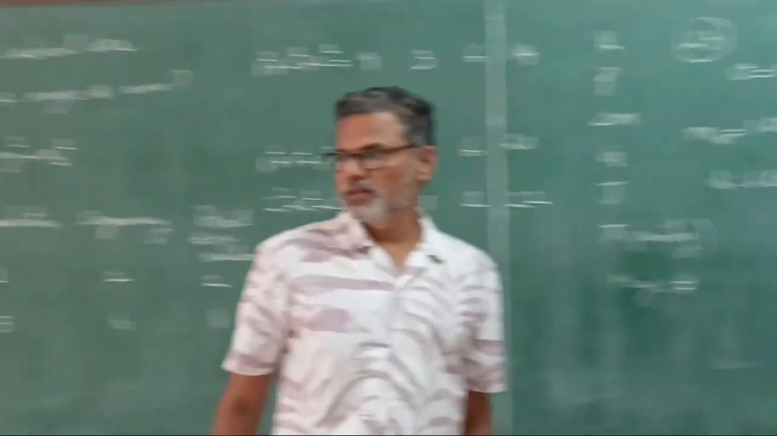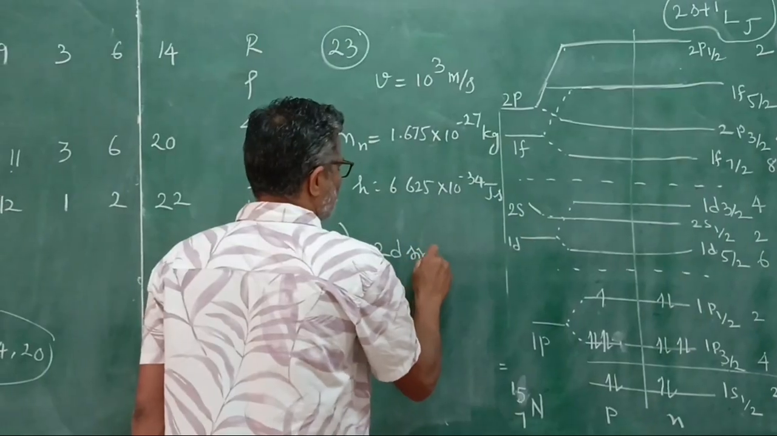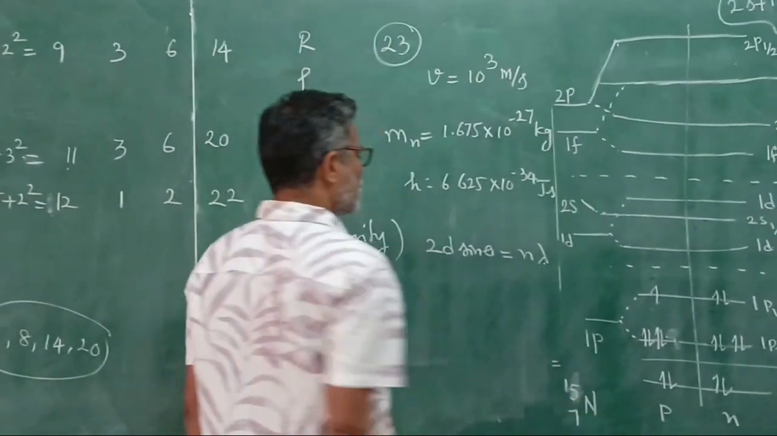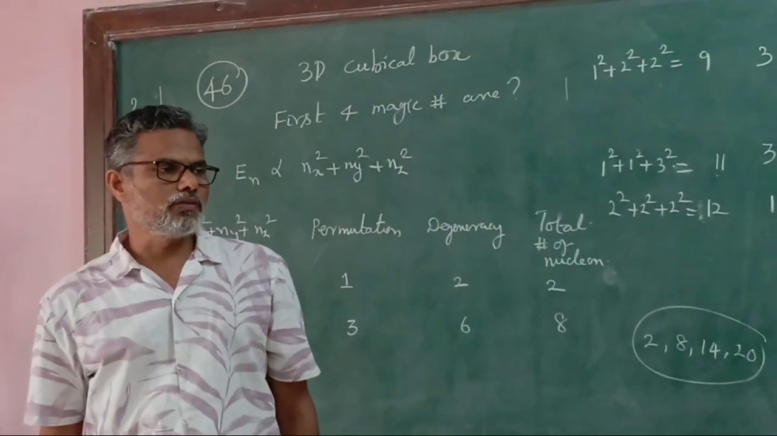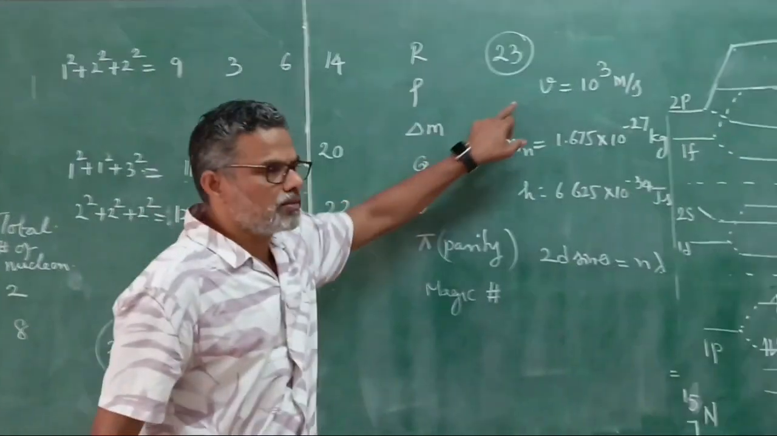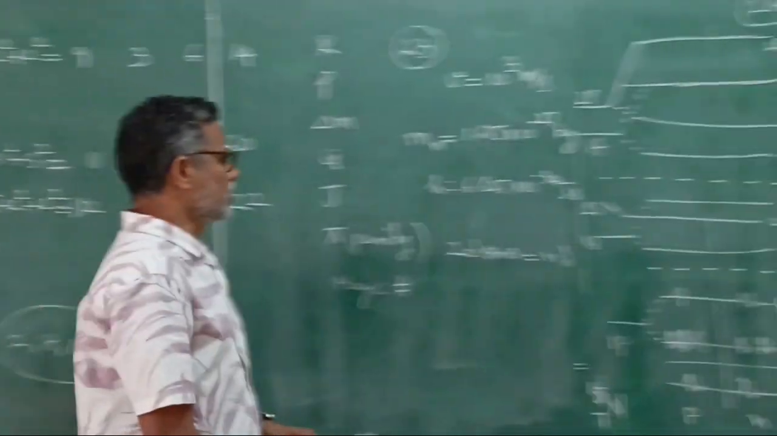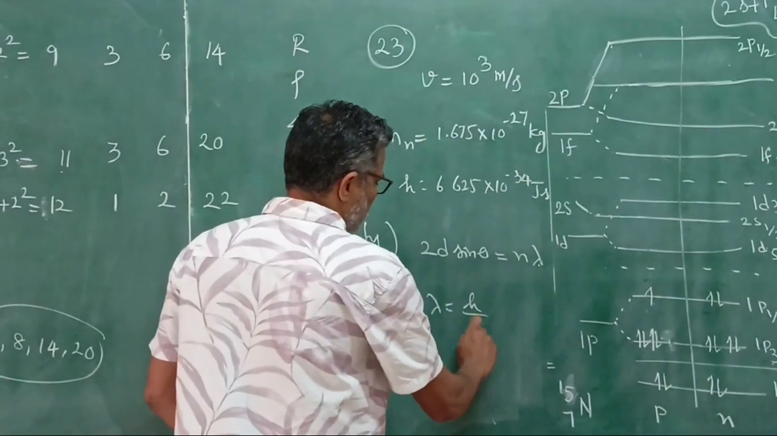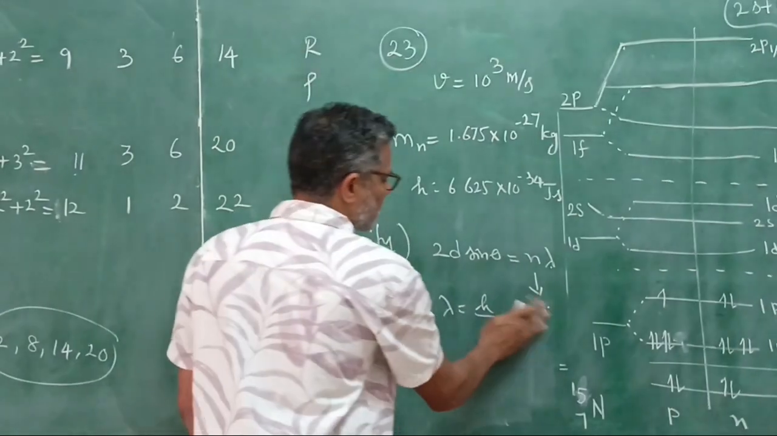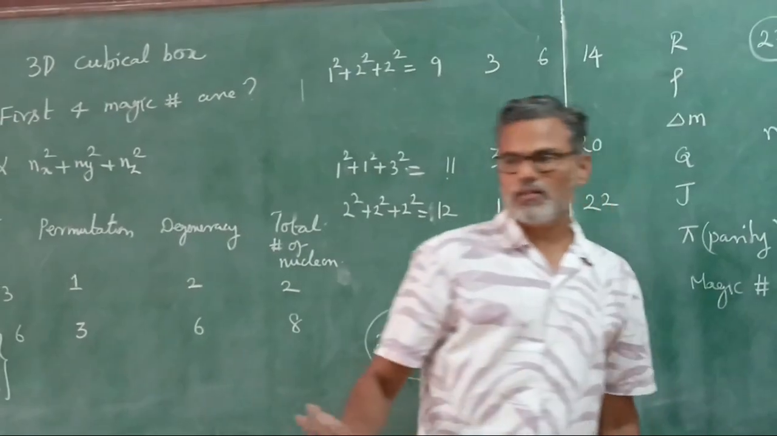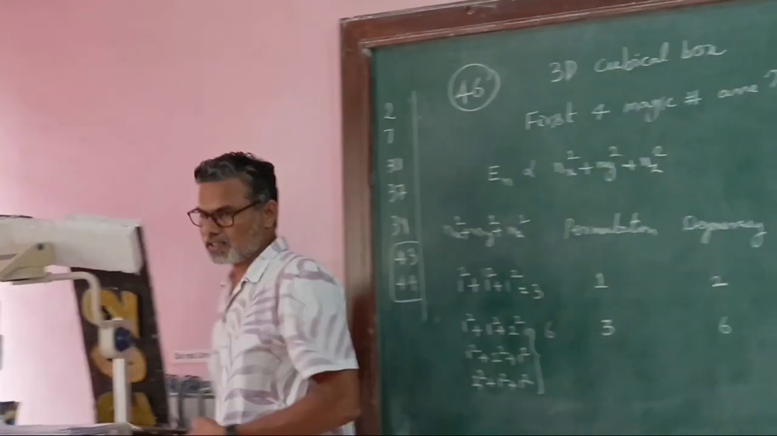The general formula is 2d sin theta equal to n lambda. So how to get the lambda from the information? The de-Broglie wavelength. Because velocity is given and mass is known, lambda equals h by p, or h by mv. Your n can be considered as 1. If n is not given in the problem, you can very well consider n equal to 1 as a default. So please do this.